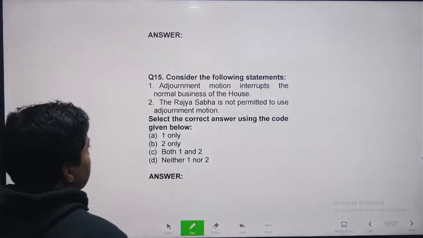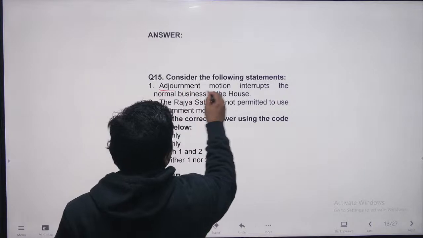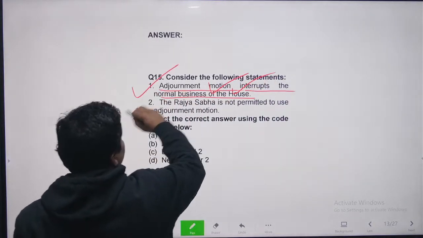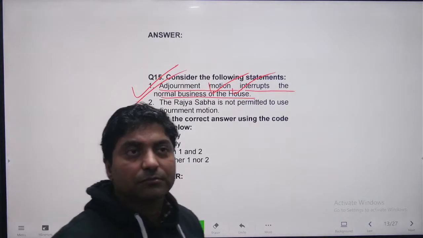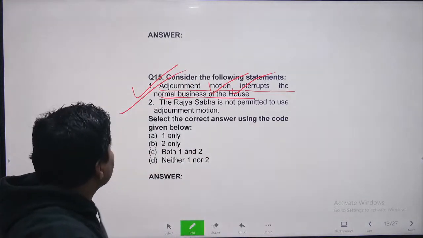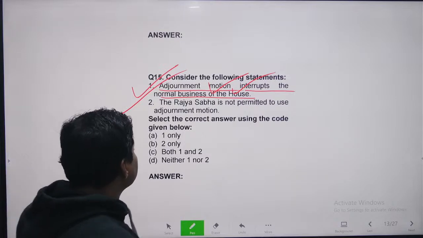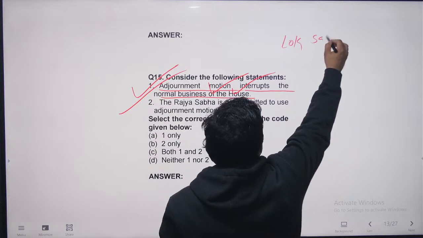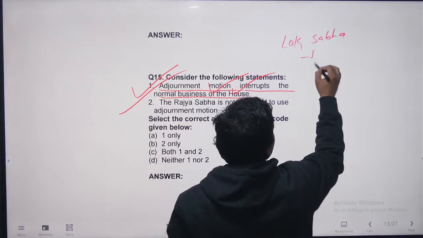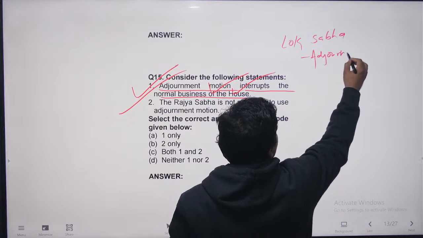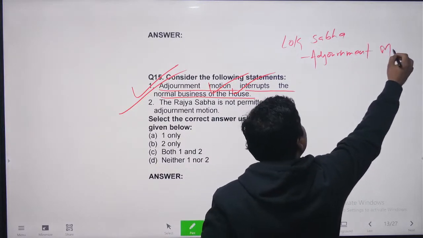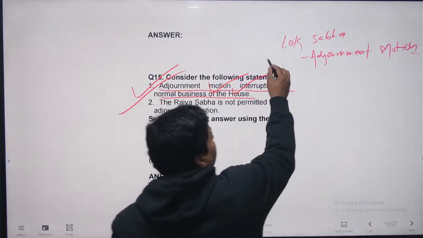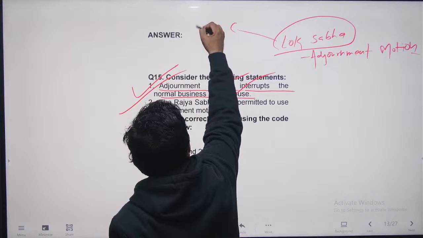Now look at the 15th question. Consider the following statements. The adjournment motion interrupts the normal business of the house. Yes, we have discussed adjournment motion initially. The Rajya Sabha is not permitted to use adjournment motion. Yes, Rajya Sabha is not permitted. Only Lok Sabha is permitted for adjournment motion. Remember, Lok Sabha is also permitted for no confidence motion.